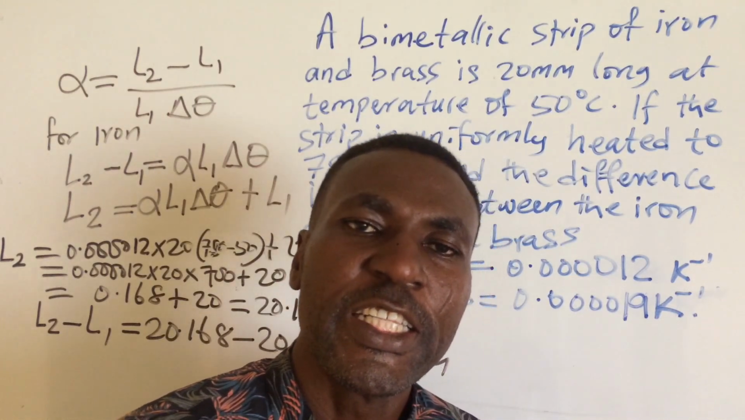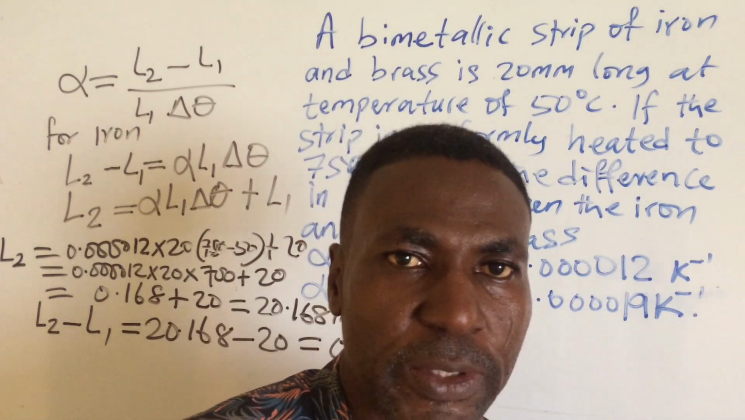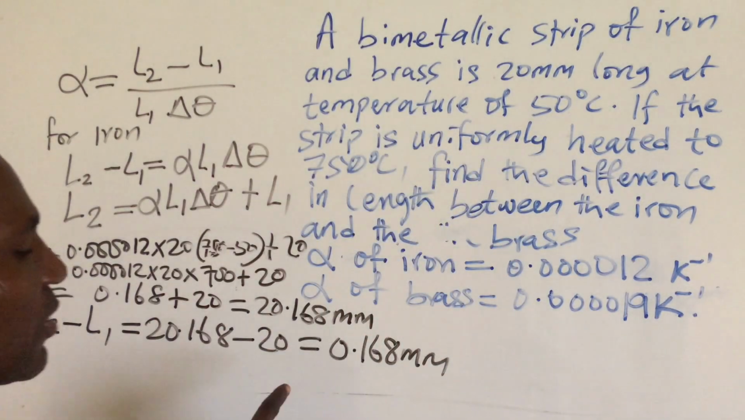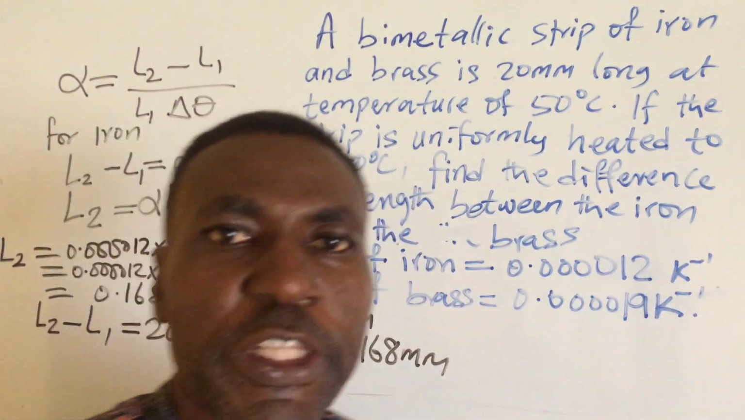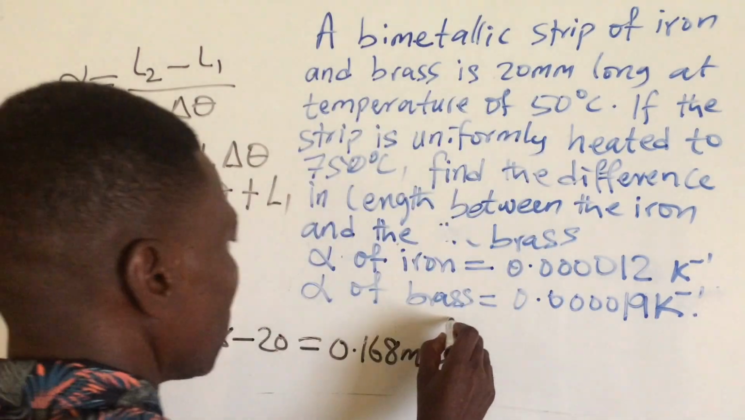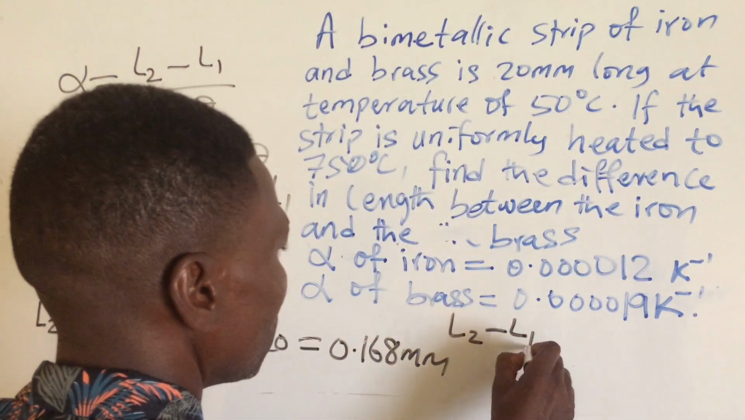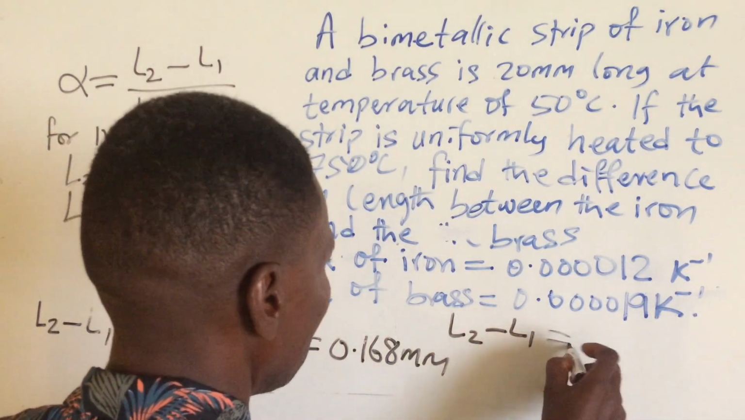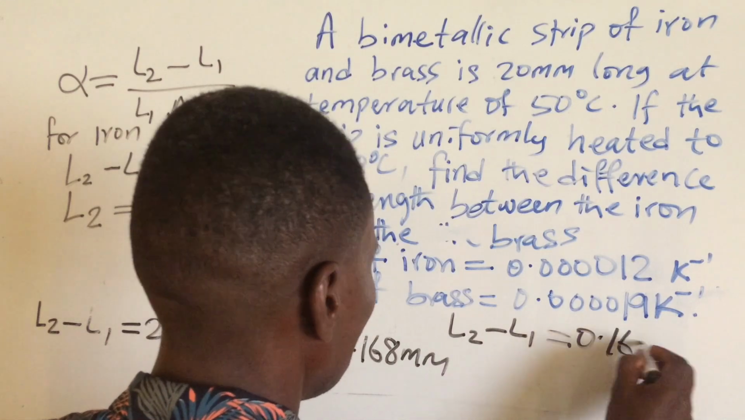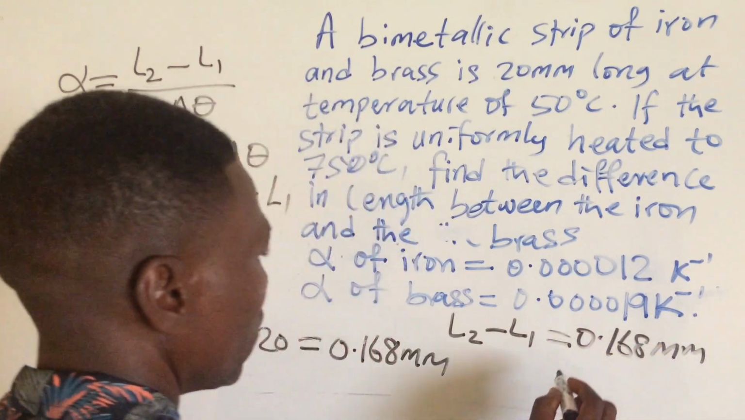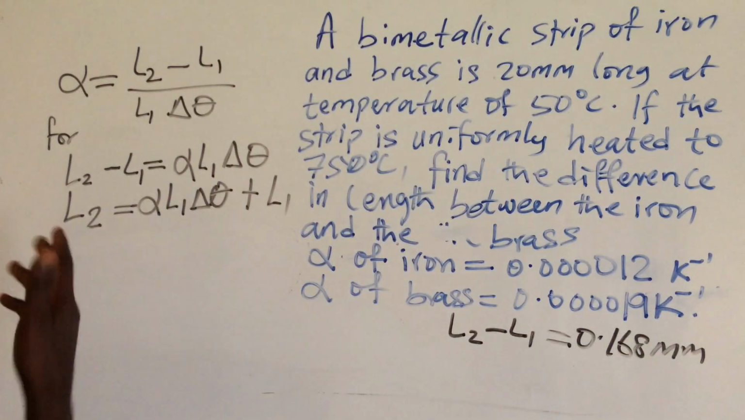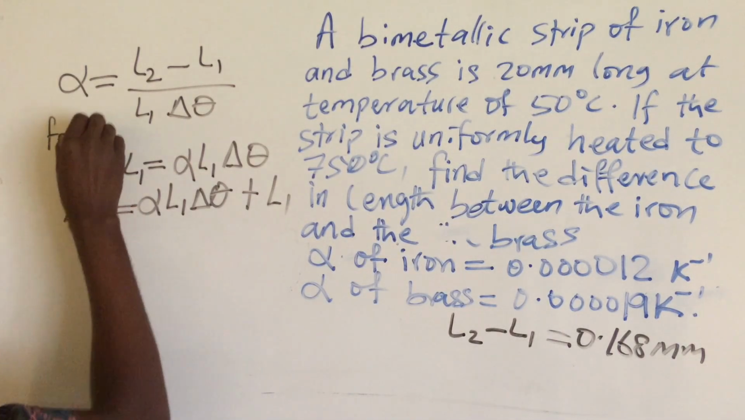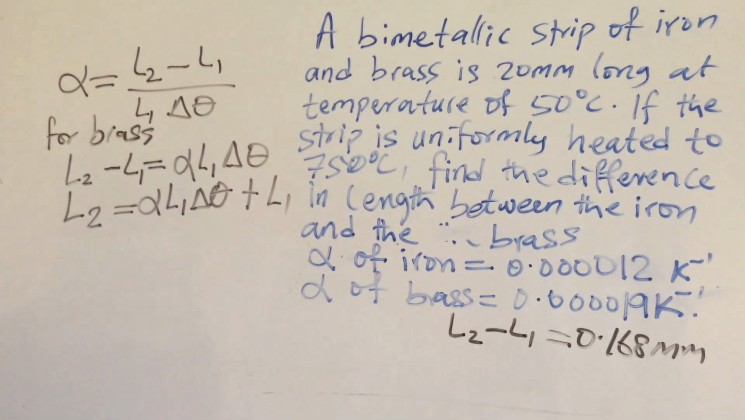Now let us check the increased length of brass. Okay, remember this. The increased length of iron is this. Now let us calculate for the increased length of brass. The increased length of iron, which is L2 minus L1, is 0.168 millimeter. Let us keep it here. It's still the same formula. Now let's calculate for brass now. Remember that it's still the same formula.